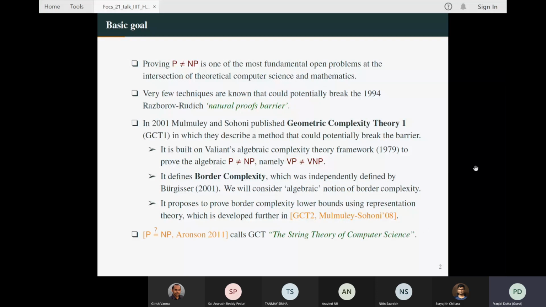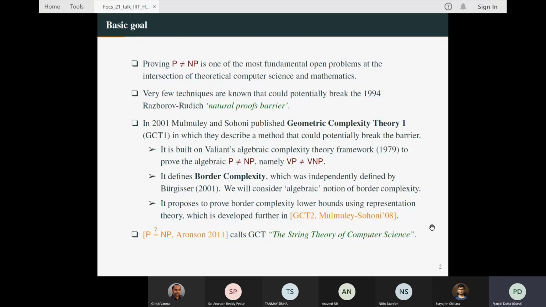This is one of my favorite quotes that I often use, from Scott Aaronson's P equal to NP book, where he compares GCT with string theory. Essentially he says that, like string theory, we really don't have the mathematical foundation to understand GCT, but still we are impatiently trying to understand it, like we are doing with string theory. But essentially we want to unify.